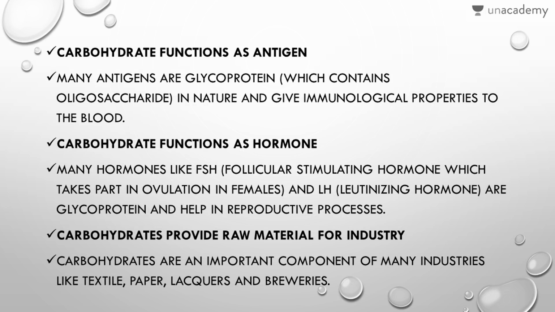Carbohydrates function as antigens. Many antigens are glycoproteins which contain oligosaccharides. You may know an oligosaccharide is a condensation product of up to 20 monosaccharides, and they give immunological properties to the blood. Carbohydrates also function as hormones. Many hormones, such as FSH, which is the follicle stimulating hormone and takes part in ovulation in females, and LH, luteinizing hormone, are glycoproteins, and they help in reproductive processes.